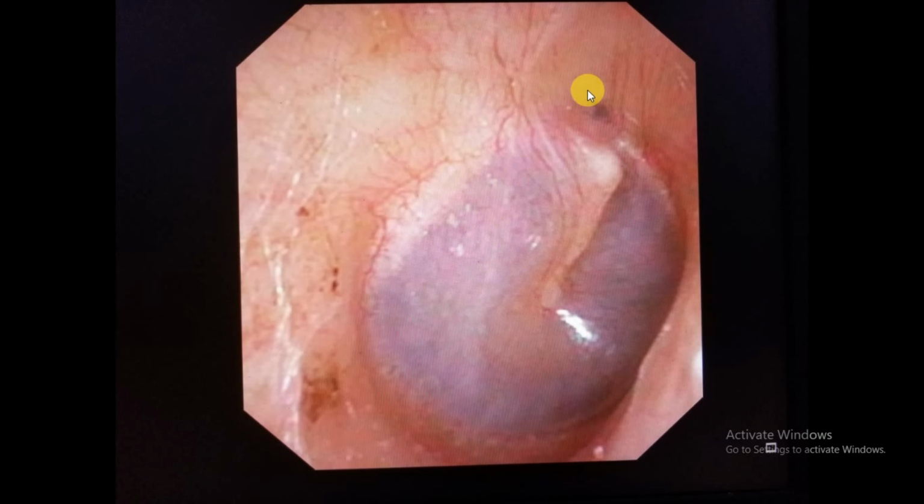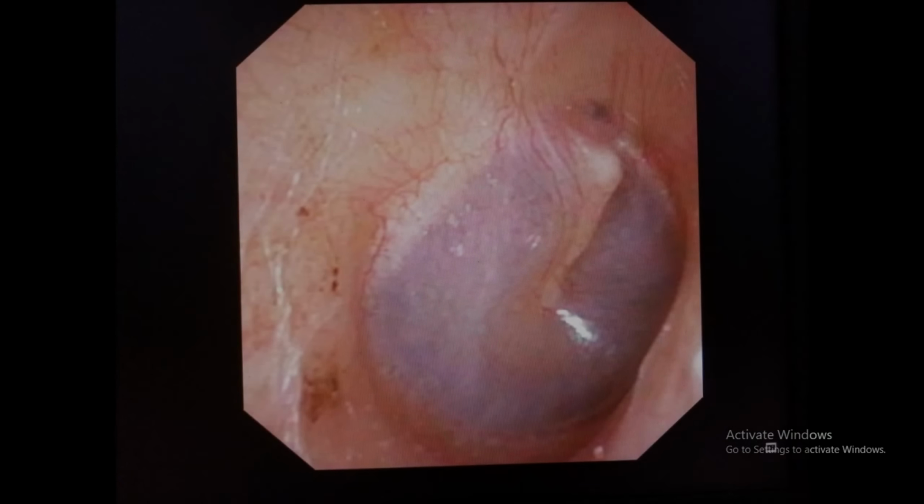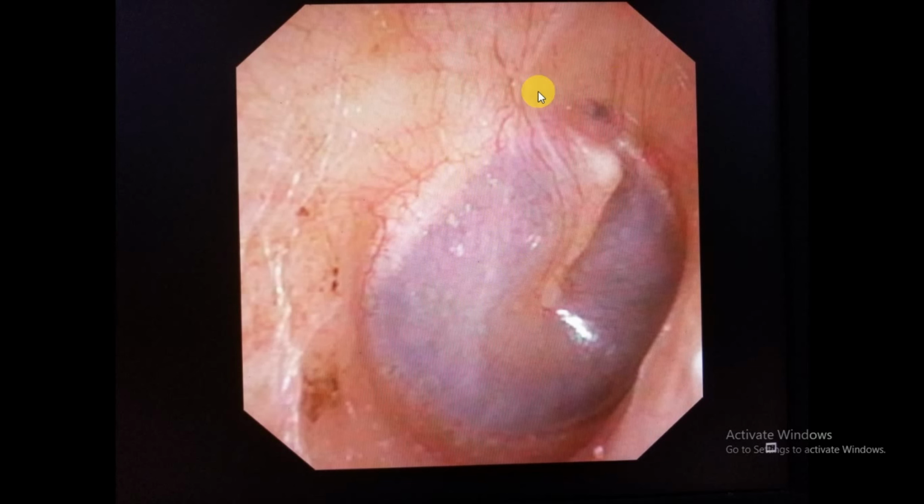Now pars flaccida. It is situated above the lateral process of malleus, between notch of Rivinus and anterior and posterior malleolar fold. Annulus tympanicus is absent in pars flaccida.